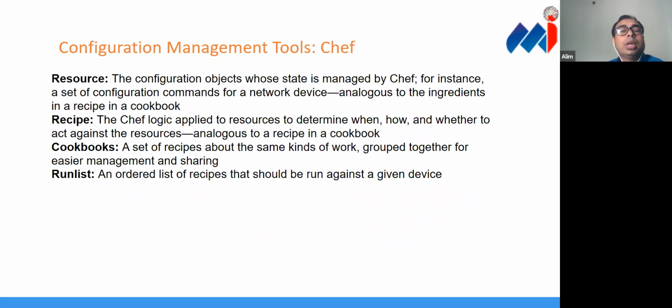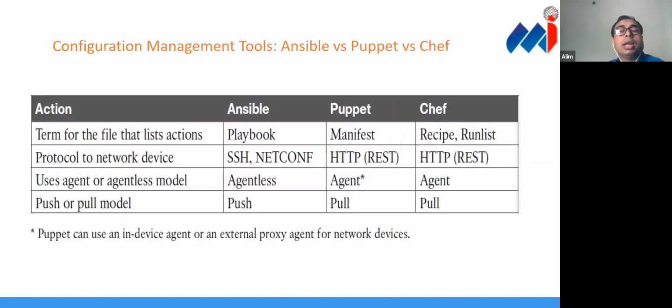And we have Chef. Chef uses a different language, kind of cooking: resource, recipe. Recipe determines when, how and whether to act against the resources. Cookbooks here are actually like playbooks; a cookbook guides you on how to cook your recipe. A run list is an ordered list of recipes that should be run against the node. We are not going through the details, but in a nutshell, you can see some differences.